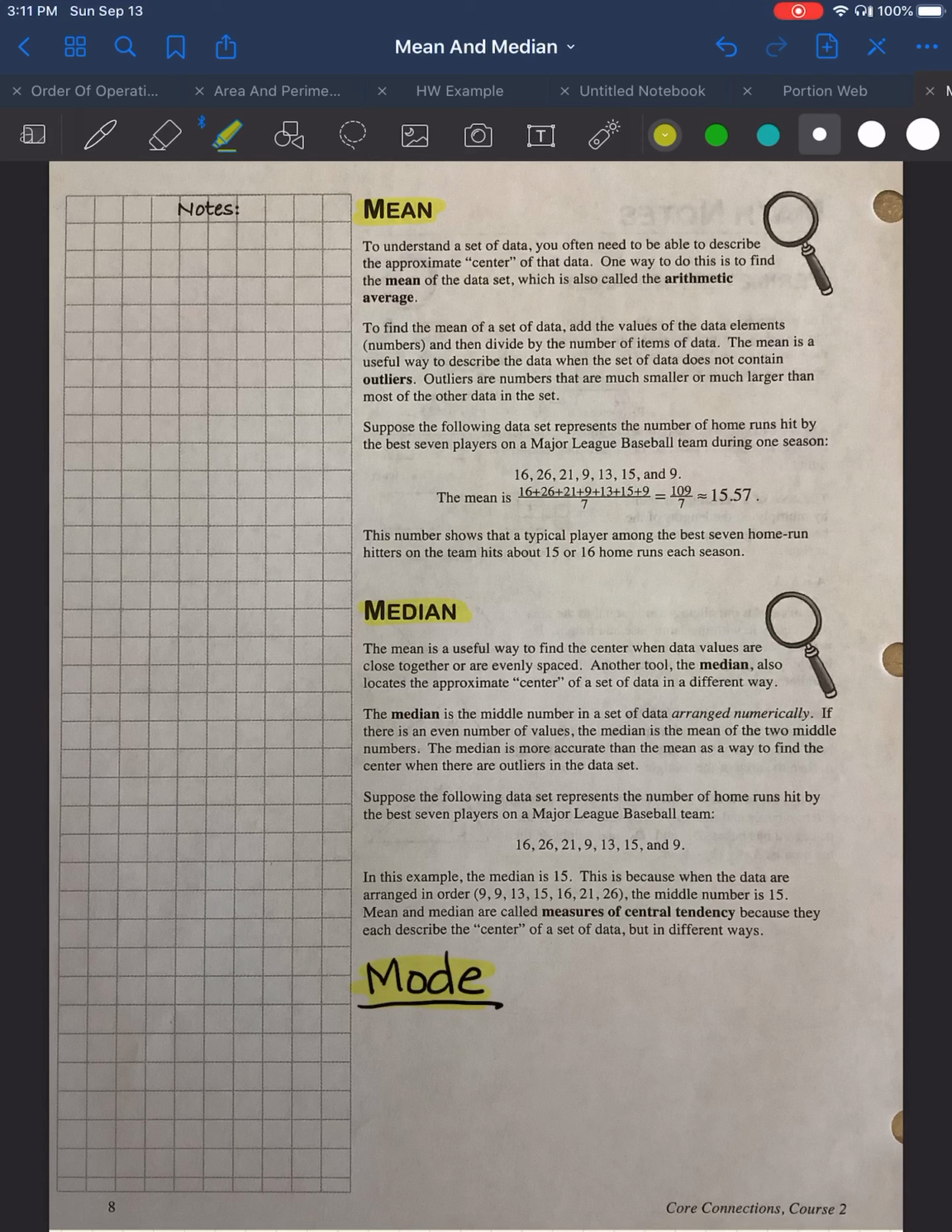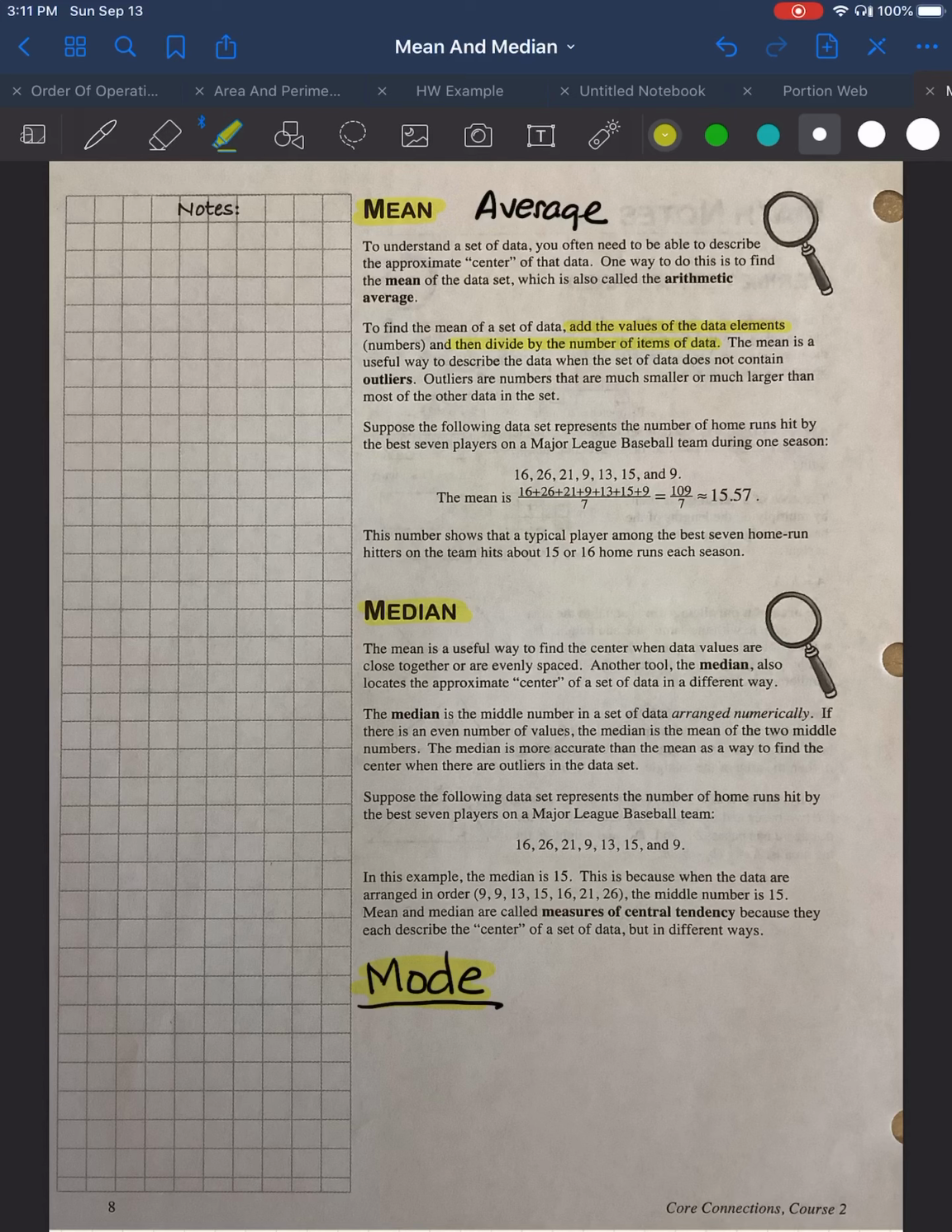Sometimes also called average, but usually when we say average, we're usually talking about the mean. So we'll start with that one. Okay, the mean is a measure of the middle, which is also called the arithmetic average, you see. To find the mean, you add the values of the data set together. That's just add all the numbers together and then divide by how many numbers you had.